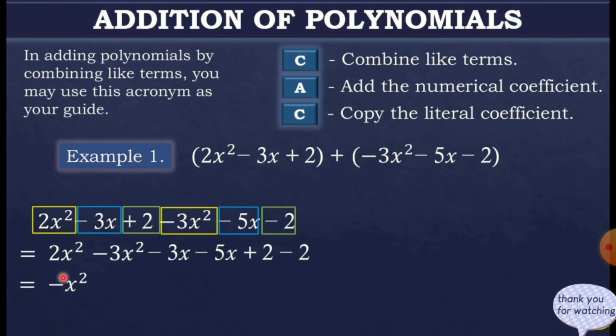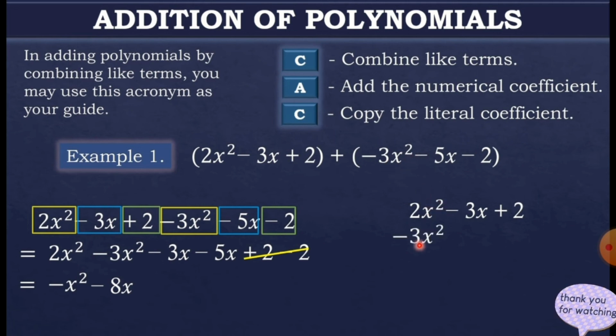For negative 3x and negative 5x, magiging subtraction din ito. So when you subtract, magiging negative 8x. And then for the constant, okay, since positive and negative 2, magiging 0. So, canceled. Okay, so ang naiwan is negative x squared minus 8x. That's the answer. Okay, pwede ring in a vertical way of adding the polynomials. Okay, step 1, you have to write the first expression. Then, next, the second expression.